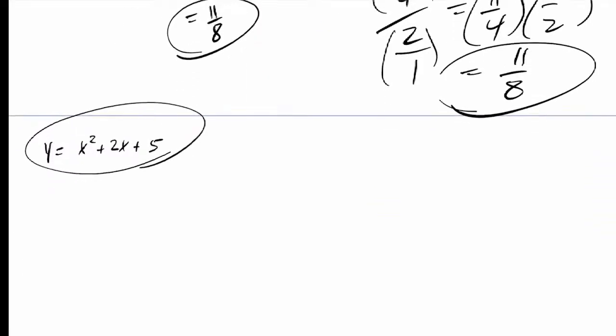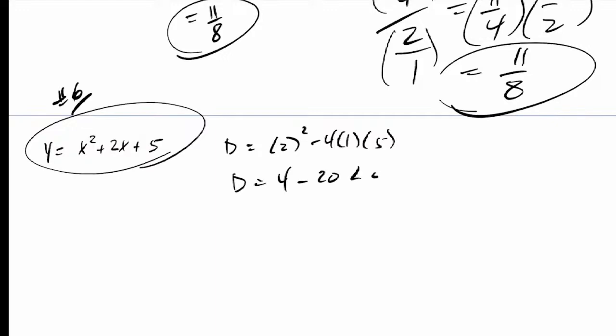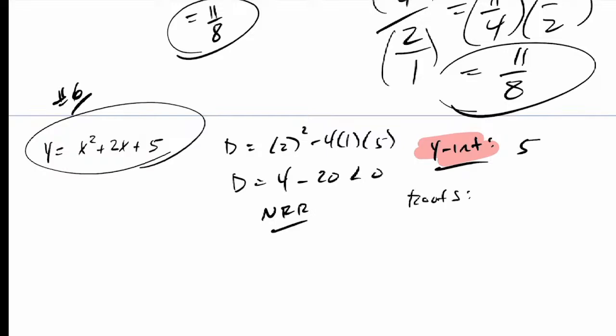Is this 6 right here, Mina? Yeah, if you do this one, a quick discriminant check tells me I get b squared minus 4ac. Yep, you're right. The discriminant here is 4 minus 20, which is less than 0. So this has no real roots. My y-intercept is easy to find. The y-intercept is going to be 5. We just talked about the roots, and the roots are no real roots. And like we talked about, the discriminant's less than 0.